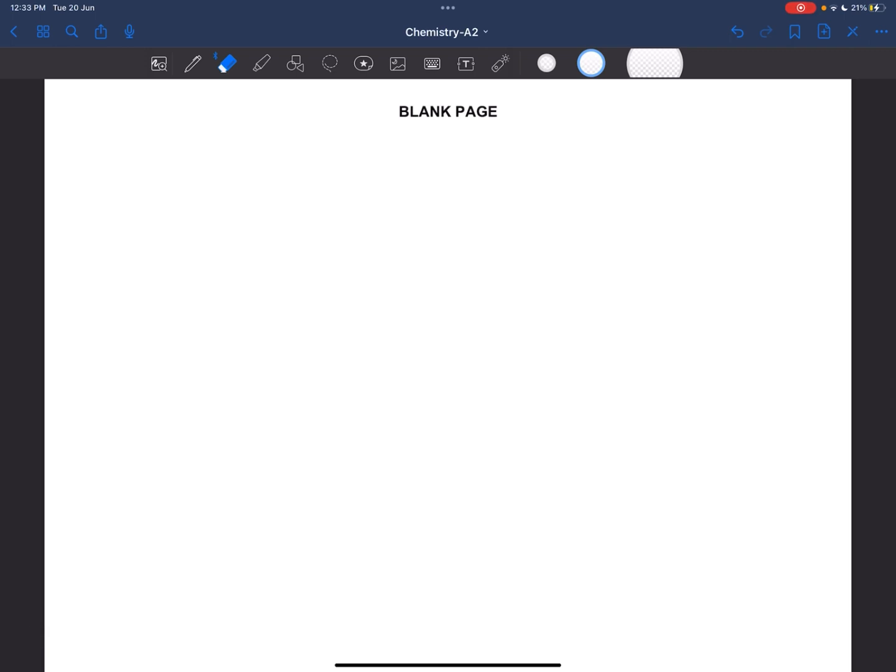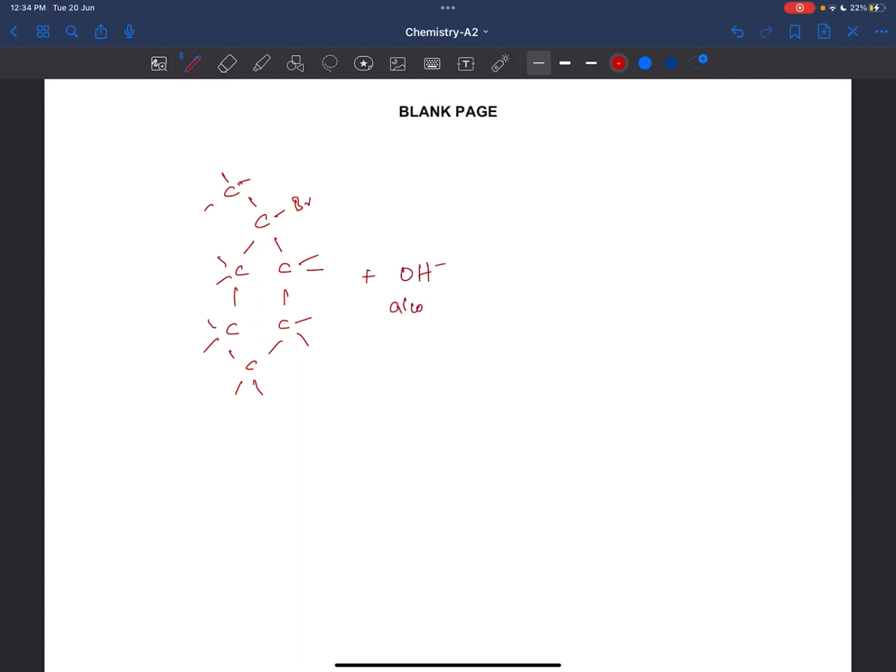So we have C and we have a methyl group here, right? And then we have Br here, then we have C, C, C, C, and we have a C here. So 1 2, 1 2, 1 2, 1 2, and 1 2. Alright, so carbon has 4 bonds, that is absolutely correct. If we react this with OH, which is alcoholic, this will basically make two products.